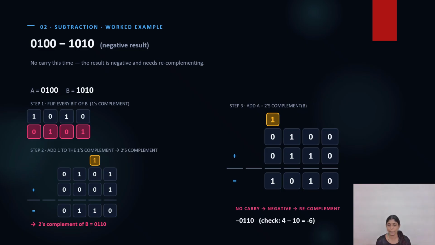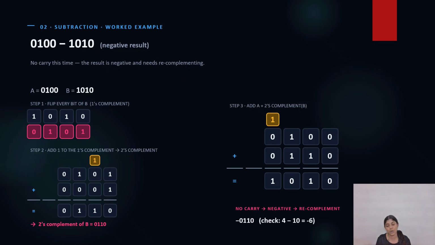Fourth column 1 plus 0. 1 is a carry. 1 plus 0, 1. See here, there is no carry out. So no carry out, in the sense carry out is equal to 0. If carry out is equal to 0, what does it mean? It is a negative result. But how to get that negative result? By taking the ones complement of the actual result.